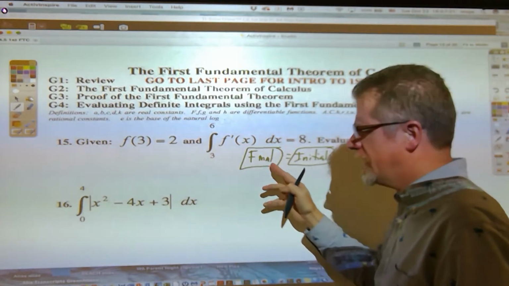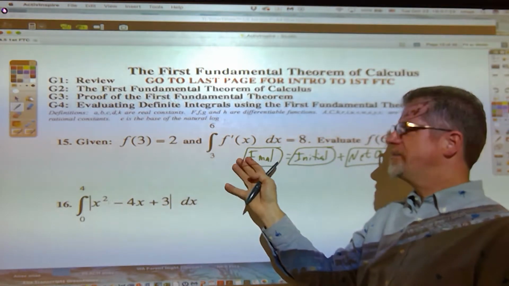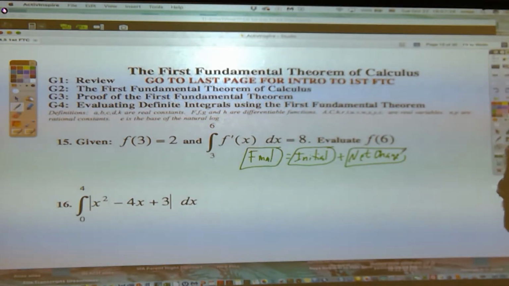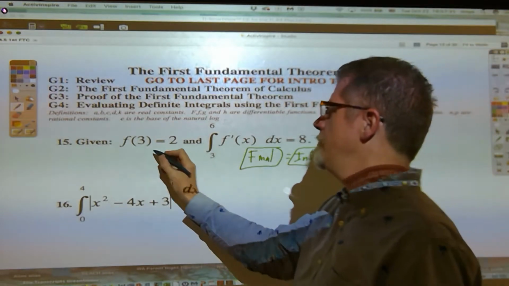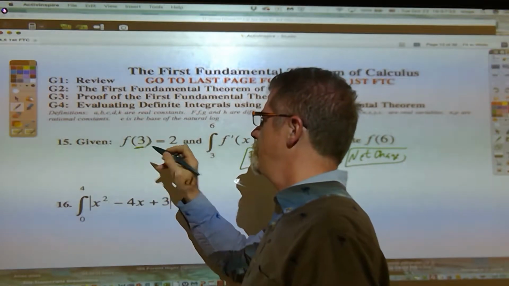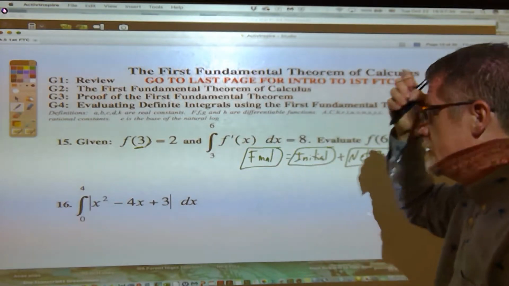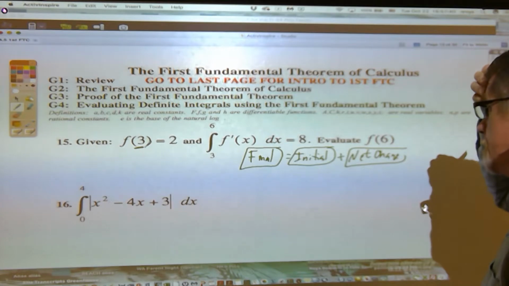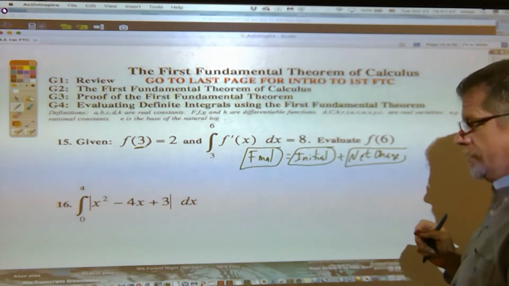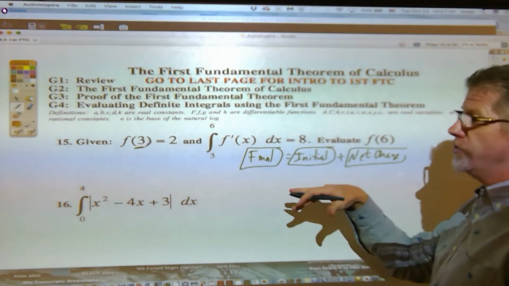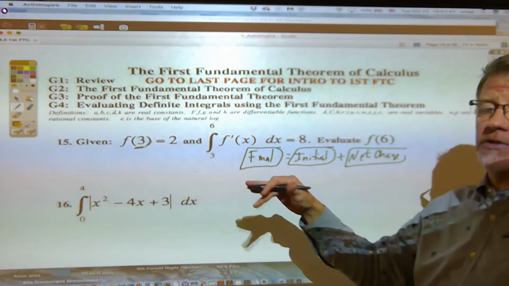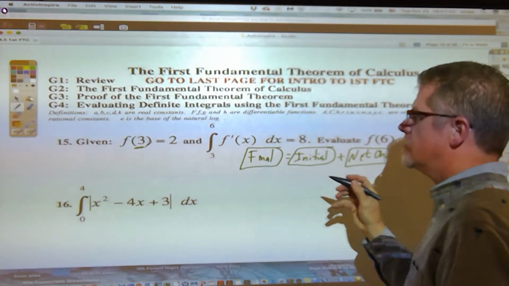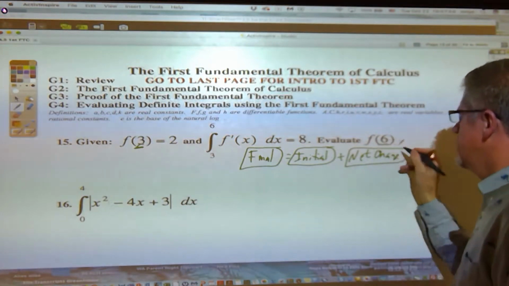Like, what is it? Final position, final velocity, final acceleration? Well, we don't know. That's not specified. It's not a real world problem. But we can say that in this problem, we start at time 3. We could say final position, initial position, net change in position. We could superimpose a real world context just to help our minds grasp the problem. So it looks like we're going from time 3 to time 6.